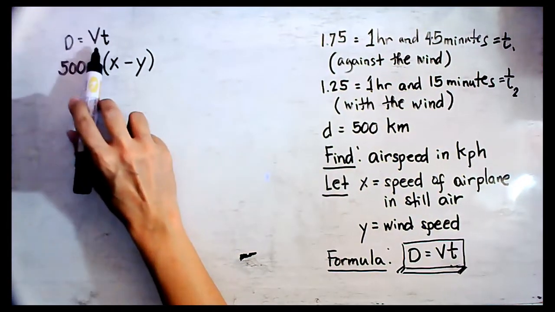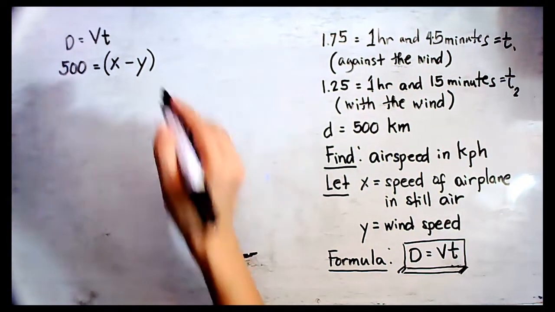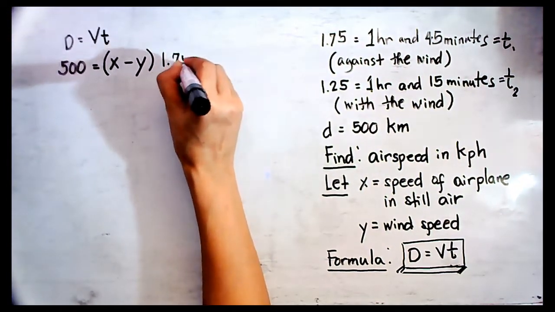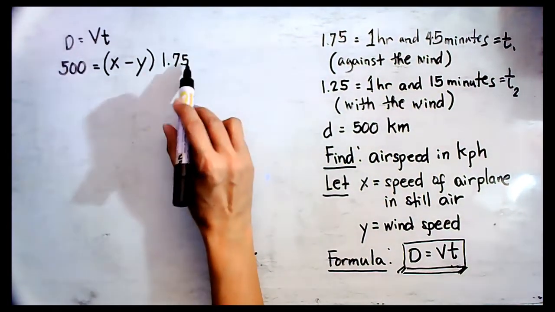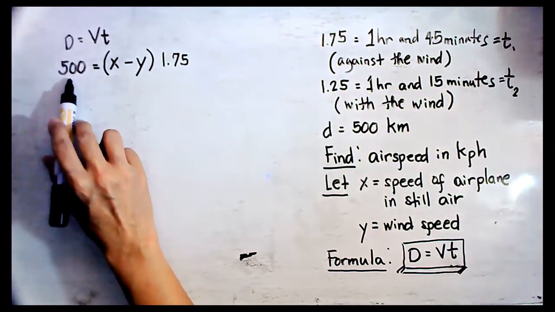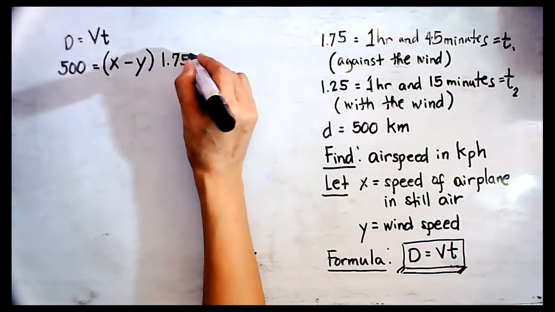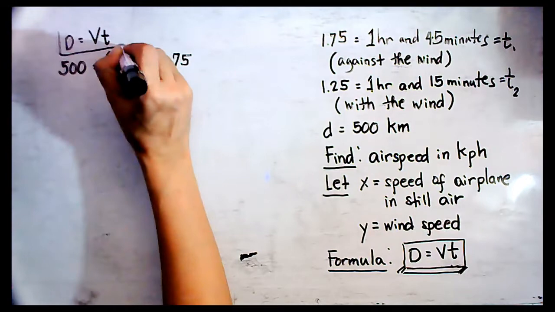And then you are going to multiply it with the time. So our first time that we are using is 1.75 hours. So the unit for this is in hour, the unit is in kilometer. So if you divide 500 by 1.75 is kilometer per hour, which is basically the unit for the velocity.